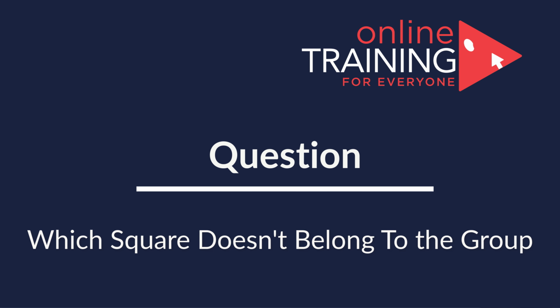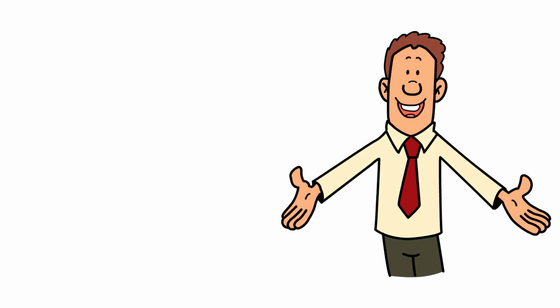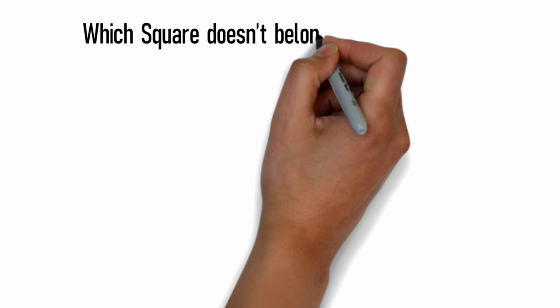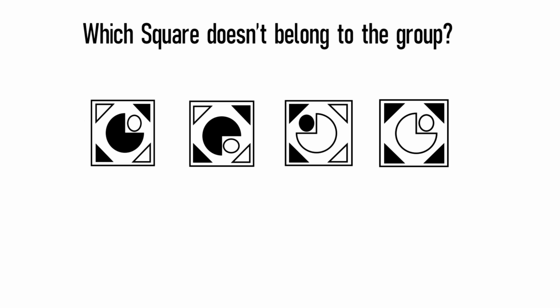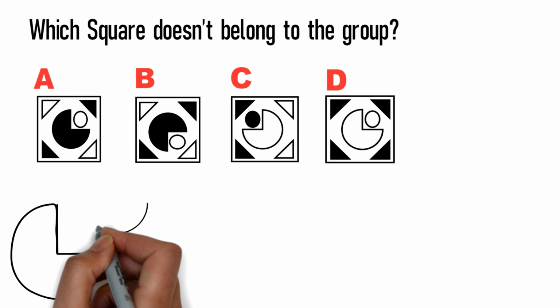I'm excited to take advantage of the opportunity and share with you how to solve these types of problems on the test. Typically, when you get a problem, you need to determine which object does not belong to the group. In this particular case, you need to determine which square doesn't belong to the group. You're presented with 4 different squares, choices A, B, C, and D. Each square contains 2 circles inside.